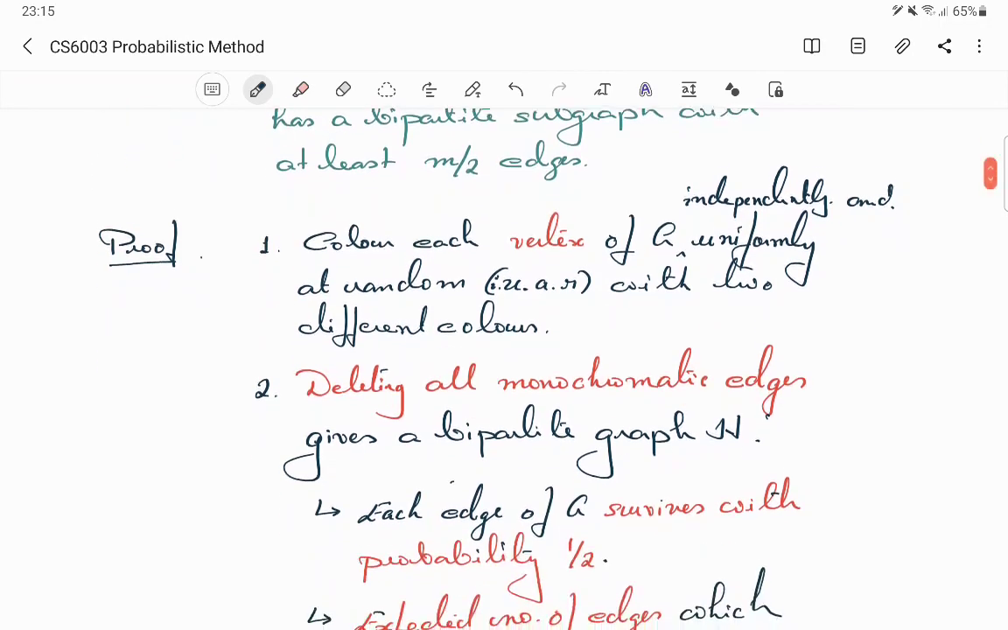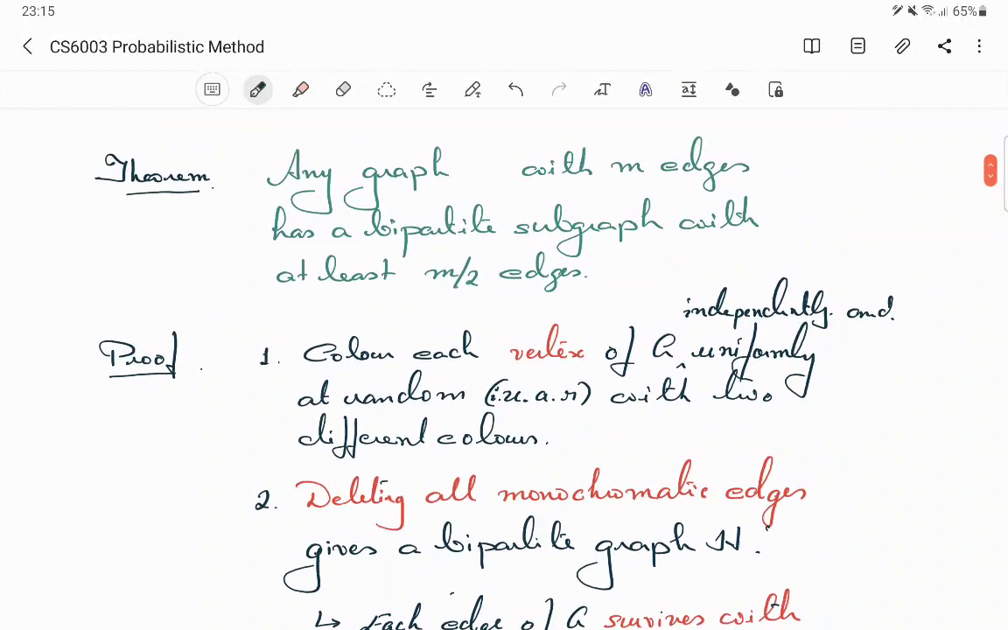Now I delete all the monochromatic edges, that is, edges whose both endpoints have the same color: edges between two red vertices and between two blue vertices. These are deleted. So what is surviving? The surviving edges have endpoints with different colors.